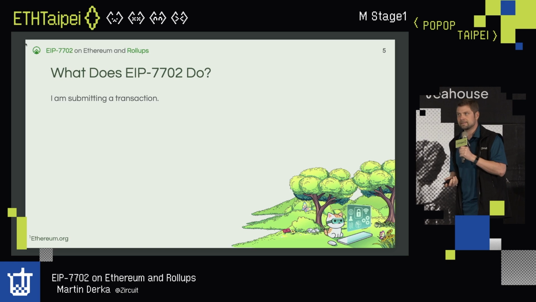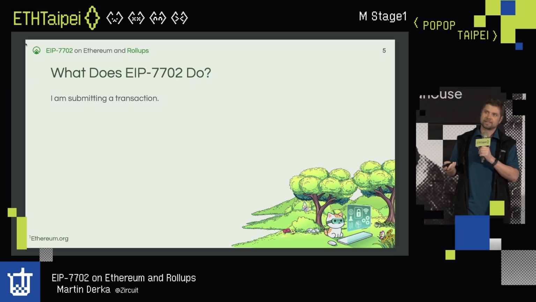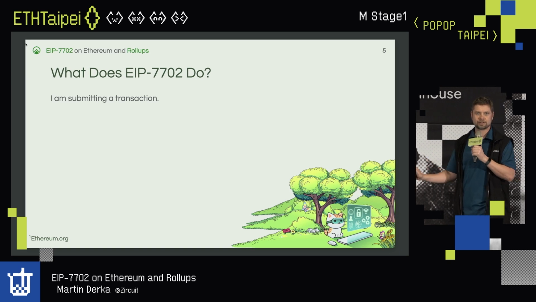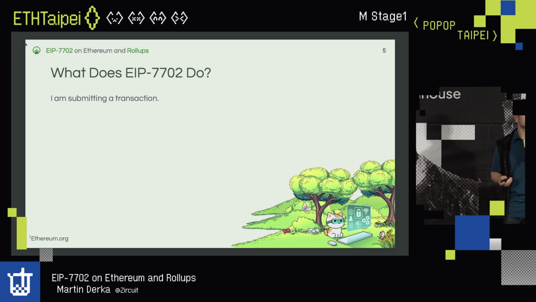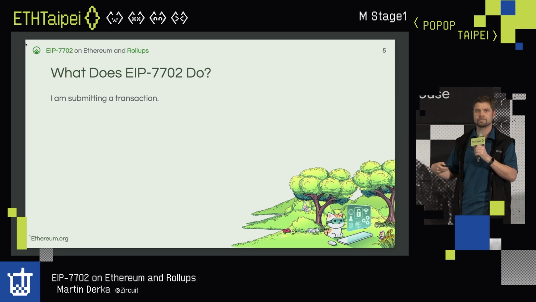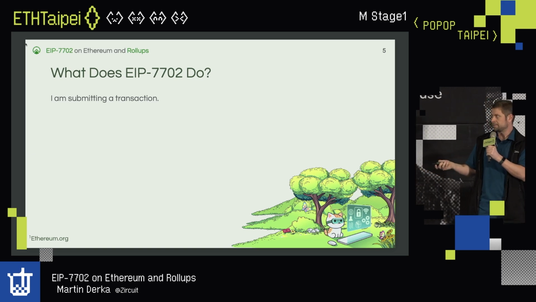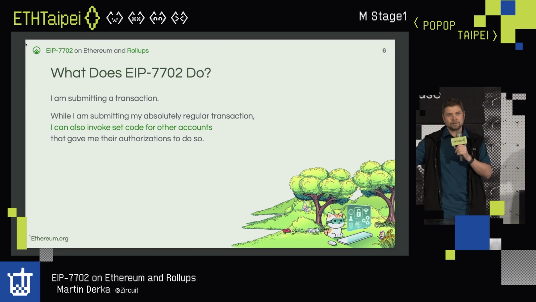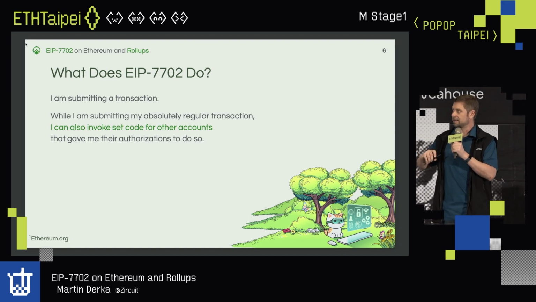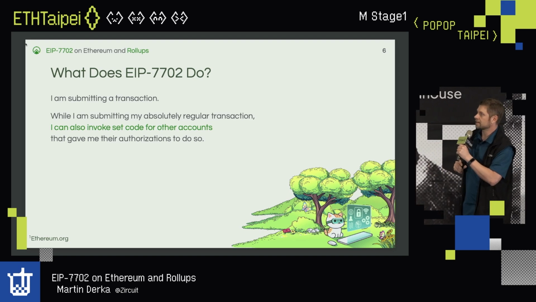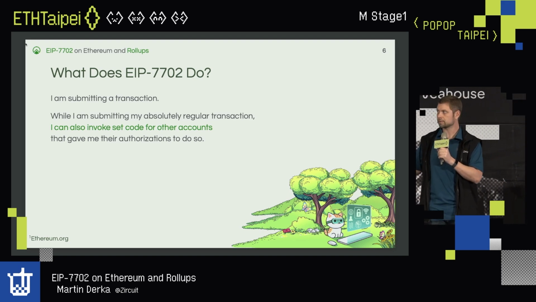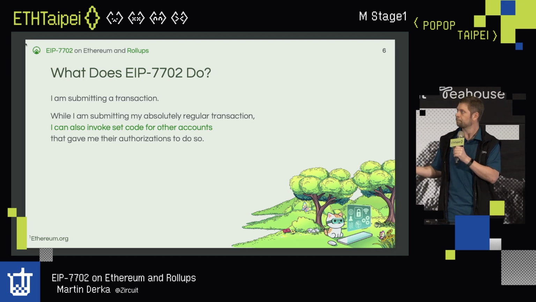So when I think about 7702, I envision this scenario. I am submitting a transaction. It's a regular transaction, the same transaction that you are submitting these days on Ethereum. It has some payload, it has some sender, it has some message value, and so on. But for 7702, with this transaction, you can submit an additional thing. You can invoke something that is called set code for some accounts, together with this absolutely regular transaction, okay?